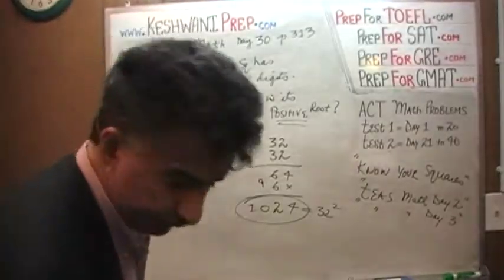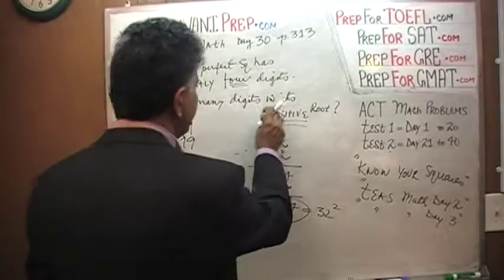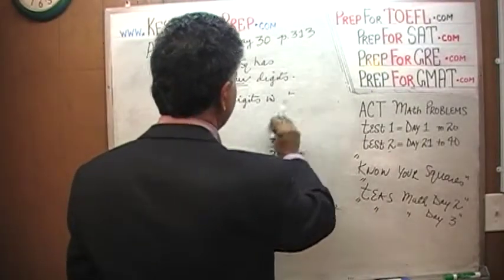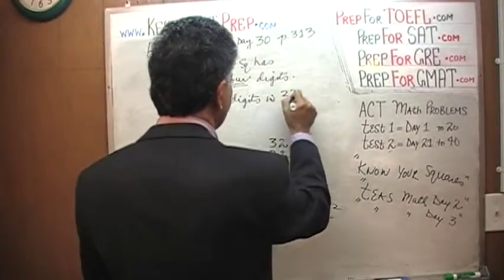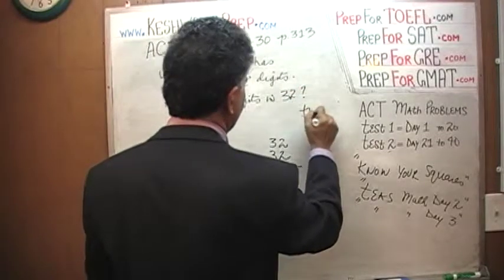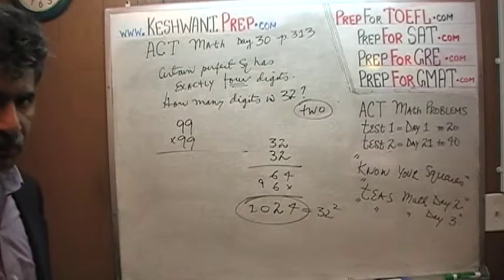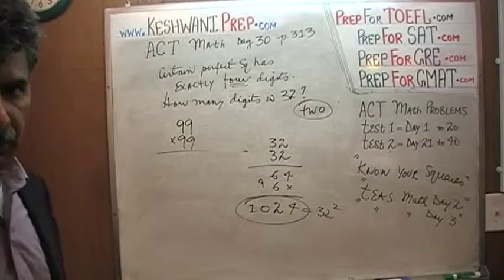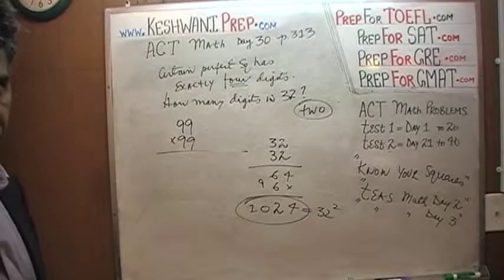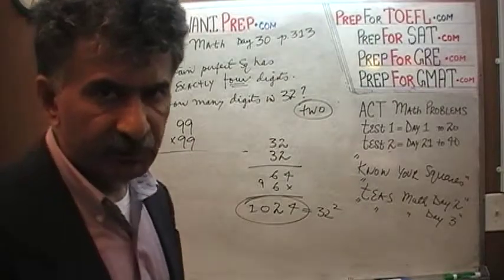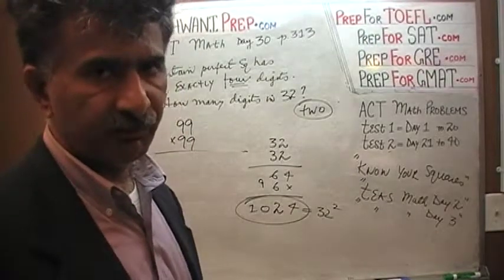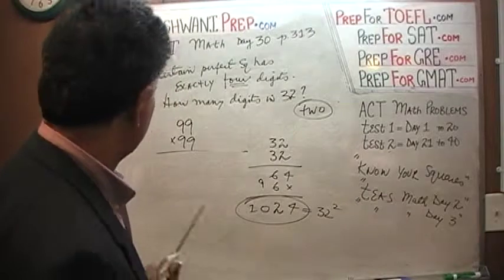How many digits in its positive root? Which is the same as saying, how many digits in 32? And the answer, of course, is 2 digits. So all of this work that we're doing here is only for learning purposes. This is not something we have to do in the exam. Do you understand? A lot of the things we do in these videos are extra material just for learning purposes.